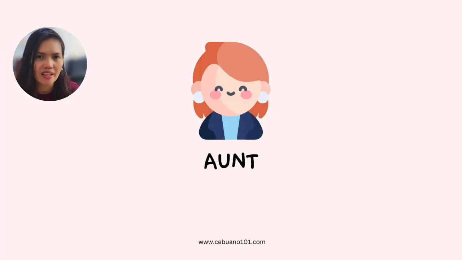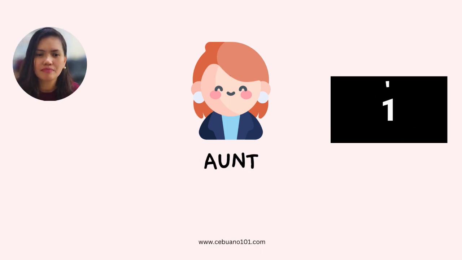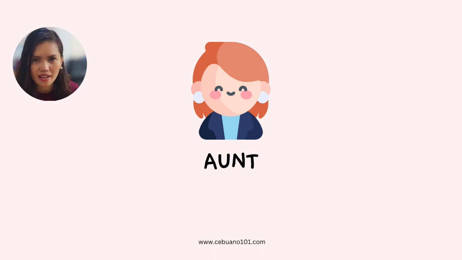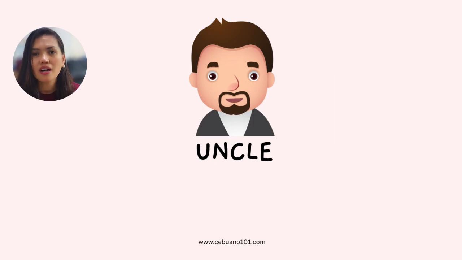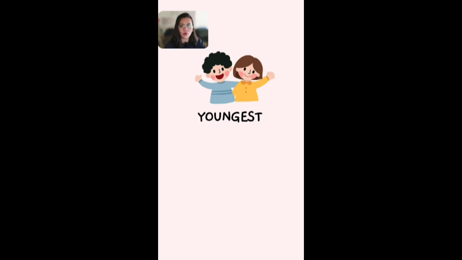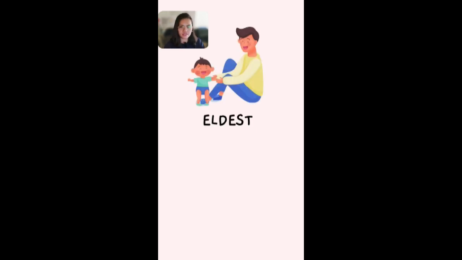Next one, what is aunt in Cebuano? Okay, aunt is, there are three ways again. Iaan, tia, or tita. Next, what is uncle in Cebuano? Okay, three ways also. Uyuan, tio, or tito. Okay, what is youngest? Youngest is kinamanghuran or kamanghuran. Next one, what is eldest? Eldest is kamagwangan or kinamagwangan.